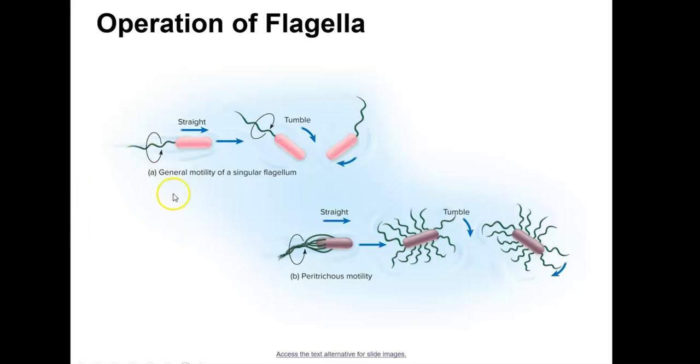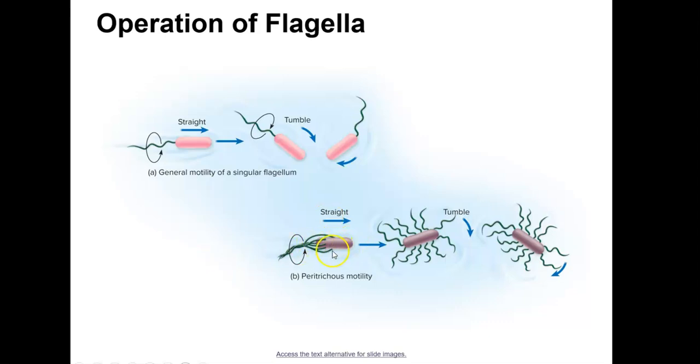So this is what we're showing here. A run is very straight. The flagella is rotating in one direction. To stop that forward progression, it's going to perform a tumble, and the flagella then changes the rotation. It goes in the opposite direction, and this causes the cell to tumble and change its direction, and then it can go forward in another run.